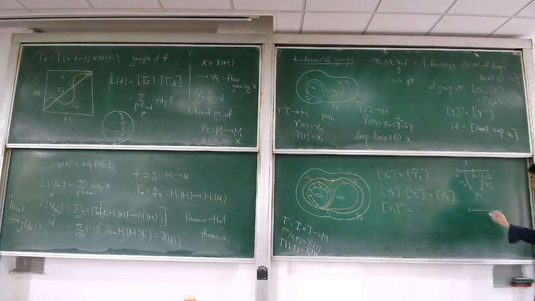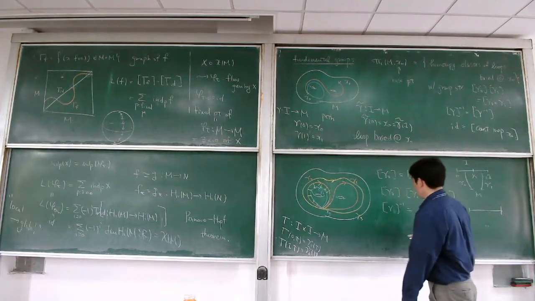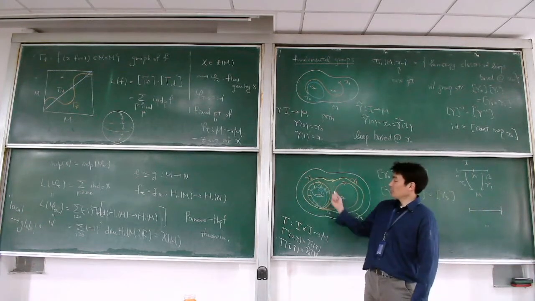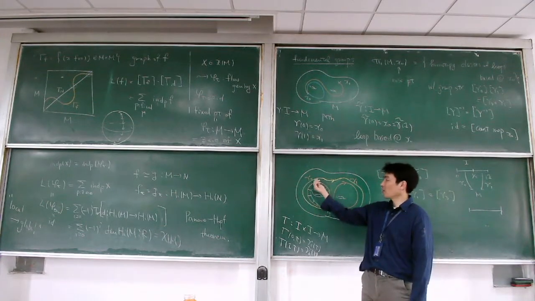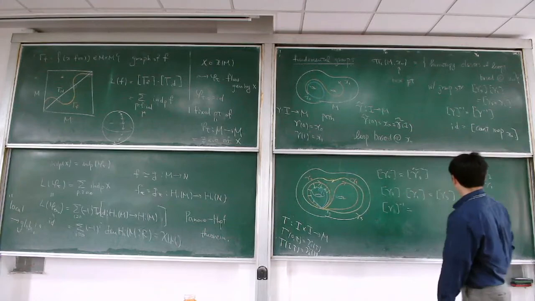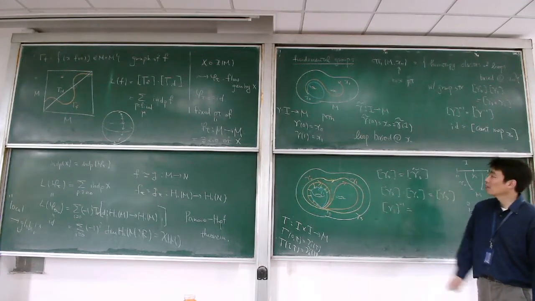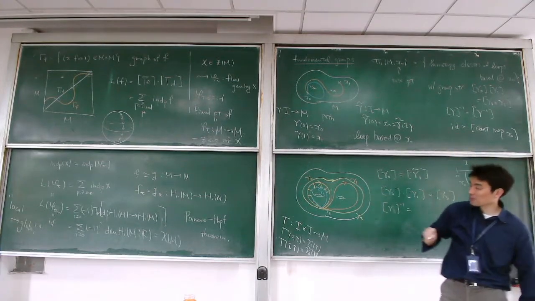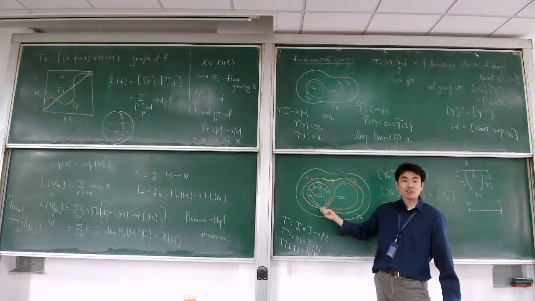Gamma naught inverse is just taking the opposite orientation. In other words, if instead of 0 to 1, you take 1 to 0, that is the inverse. And the identity is just mapping all the segment into the base point. That is the identity map.